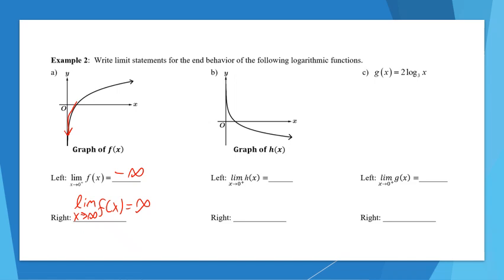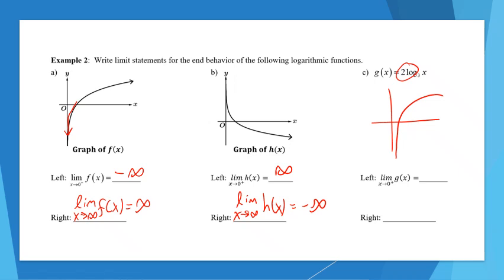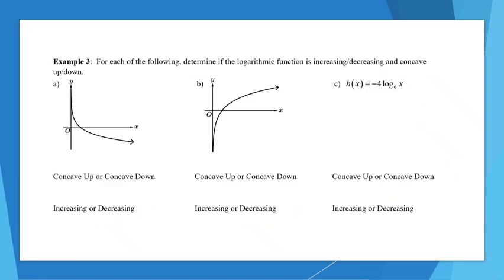And so pause the video now, try this one on your own. For B and C, this should be positive infinity, and then this would be the limit as x approaches positive infinity of h of x is negative infinity. This should behave like this because a is positive, and so this should be negative infinity, and then the limit as x approaches infinity for g of x is positive infinity there.